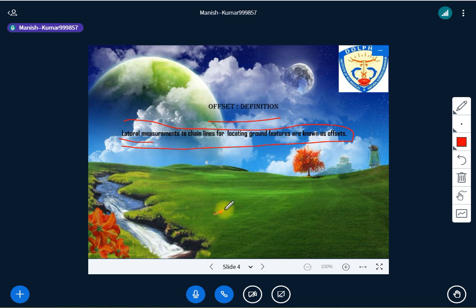Side. Consider this is the chain line, right? And lateral measurement to the chain line for locating ground features. Ground feature means whatever feature is available there, and lateral means both left and right, right? You are measuring that. Measurement means the distance between that feature and the chain line, right? That is known as offset.